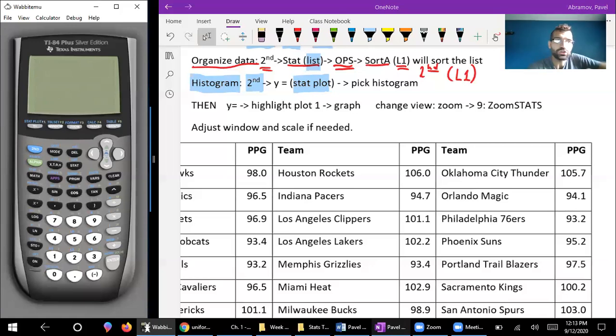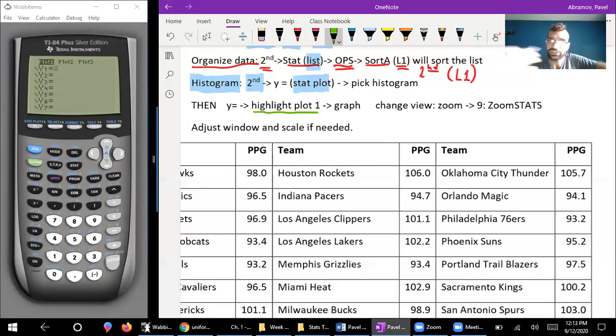Now we're going to y equals again, at the top. If it hasn't been highlighted, you have to highlight plot 1. In my case, it is already highlighted because I turned it on. Then I will press the graph button, to the very right. Nothing happens, because you need to change the view of your window.